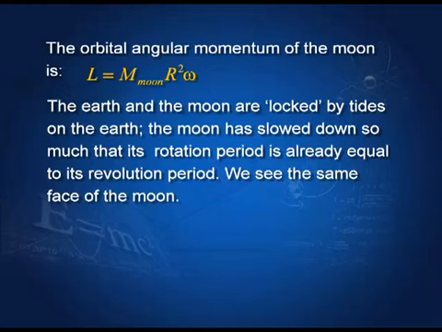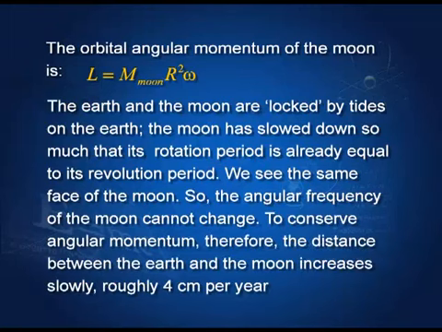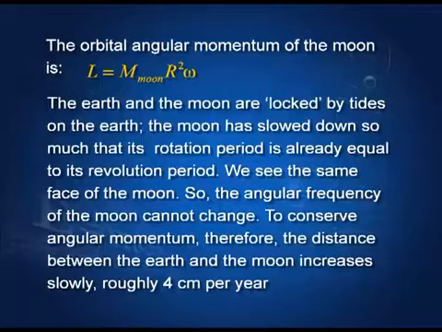That is, omega cannot change, but L is increasing. So, what do we do? We must increase r, because mass of the moon cannot increase, so we must increase r. That means that the angular frequency of the moon cannot change. To conserve angular momentum, the distance between the earth and the moon must increase slowly, roughly 4 centimeters per year. You see, this is a very interesting consequence of the conservation of angular momentum, that the moon is going away from us at the rate of 4 centimeters per year.